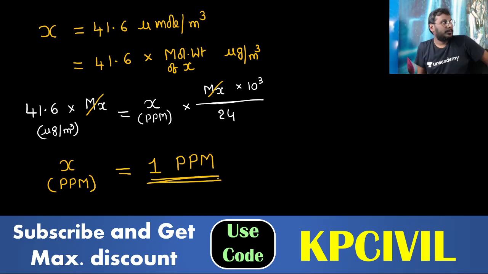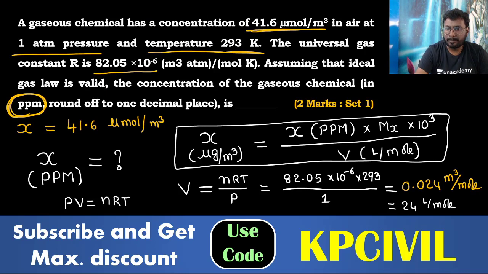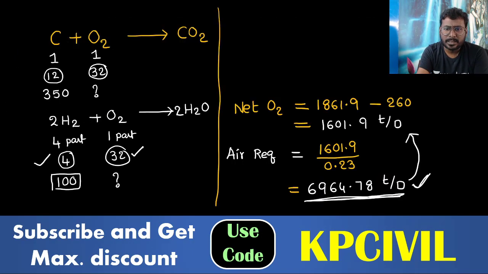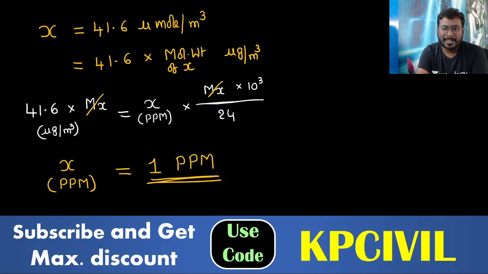1 ppm. Clear? So this is again a NAT type, so your answer is 1. Hence these are the questions we have done from GATE 2020 set 1 and set 2 environmental engineering. I think you enjoyed it a lot.